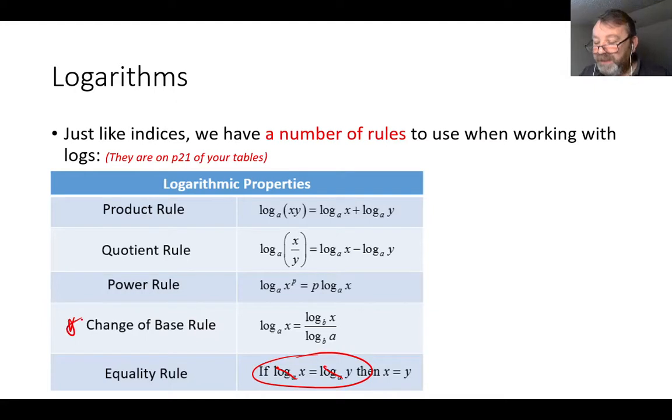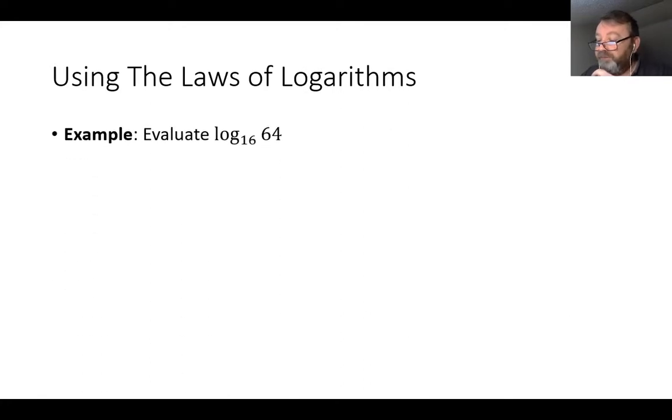Okay, so which one of those 5 would be the most important? The answer is the change of base. And after that, you would have the power rule. So those two, you're going to look for them continuously as we go along some questions. So let's hit some questions. Evaluate the log to the base 16 of 64.